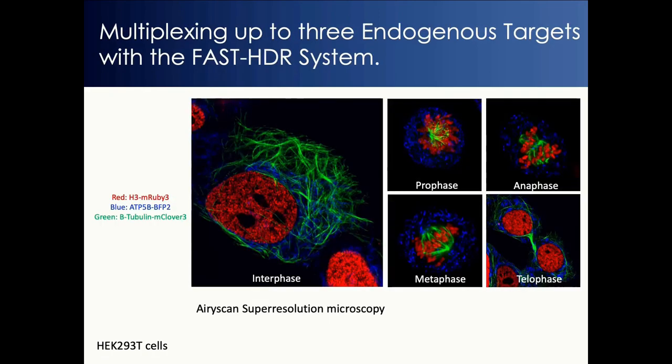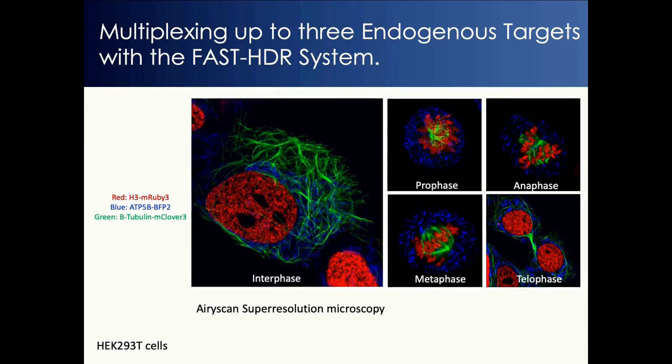But the key advantage of the FAST-HDR system is that for the first time we can combine all these plasmids in a single reaction and modify three genes at the same time and develop multiplex genome edited cells like the ones you see here on the screen.